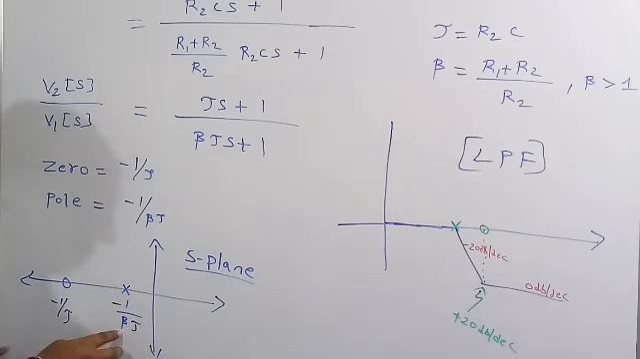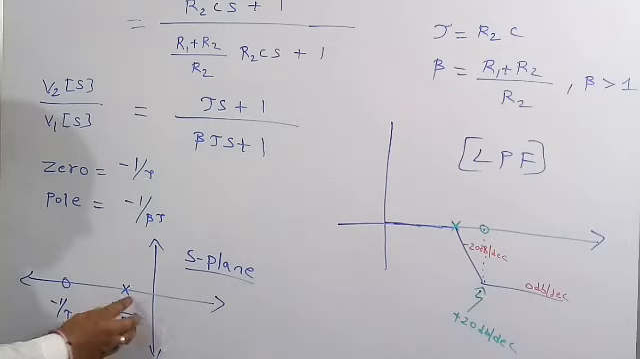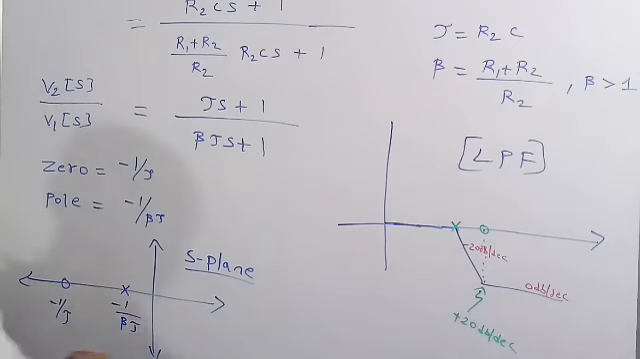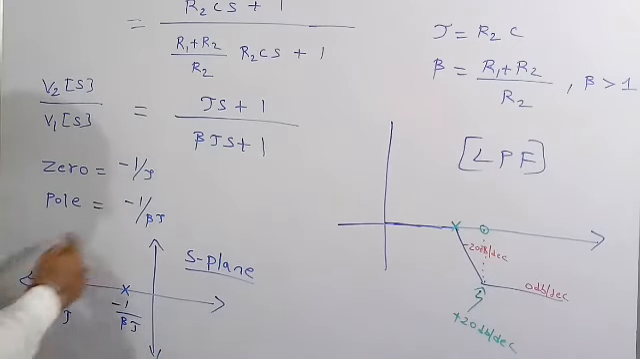Suppose if beta is less than 1, then this whole term will become greater, so this shifts to the left side. But here beta is greater than 1, so this whole term is very small. Therefore this pole lies near to the origin. So the pole is nearer to the origin than the zero. Therefore this network is called a lag network.